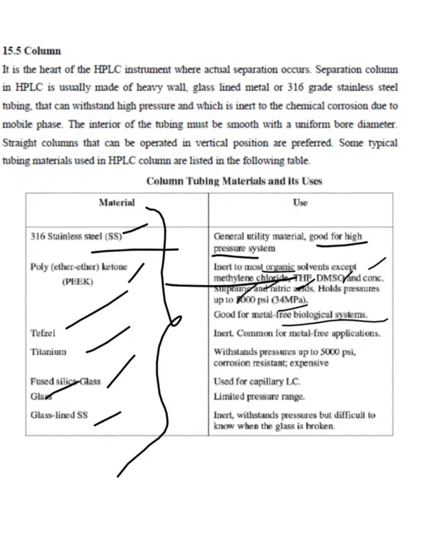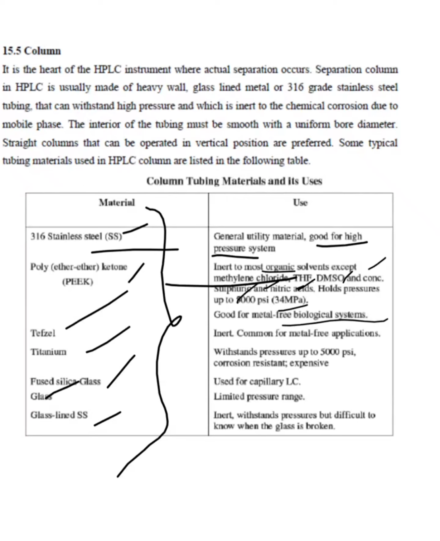And next is Teflon, an inert column for metal-free applications. Titanium columns are mainly used for withstanding pressure up to 5000 psi, and it is corrosion resistant. And titanium columns are the most expensive.